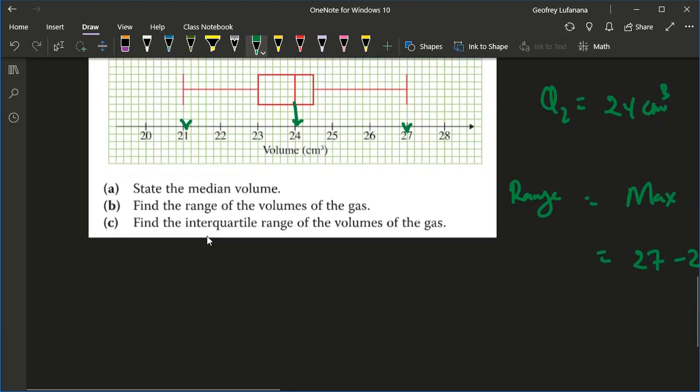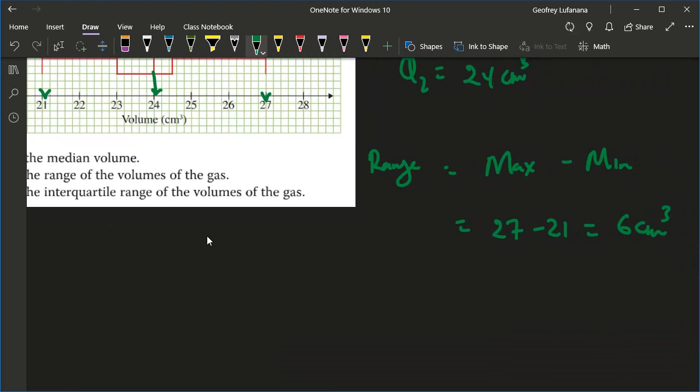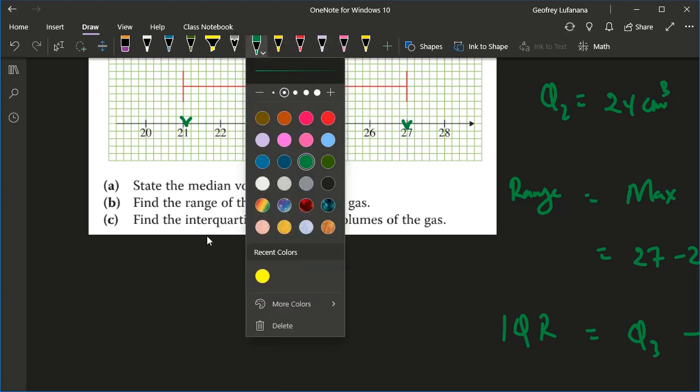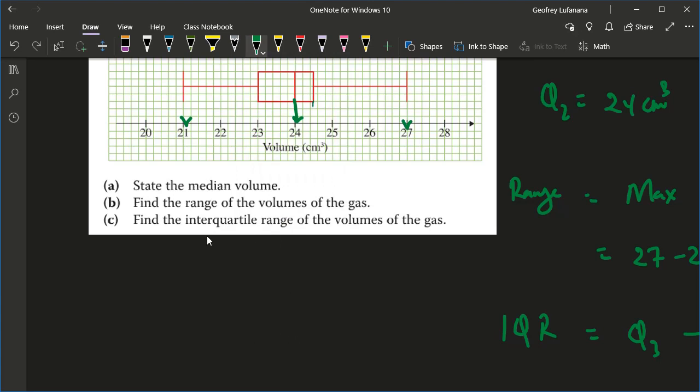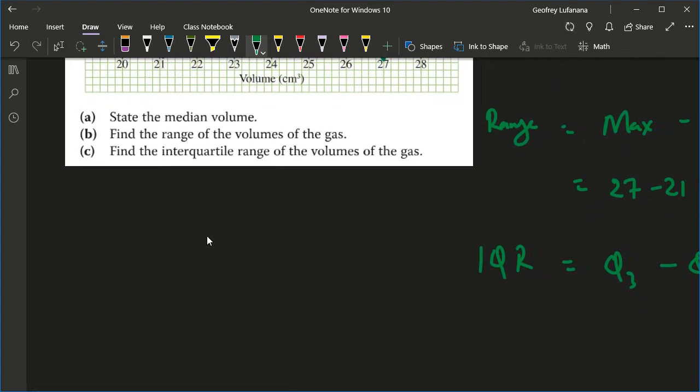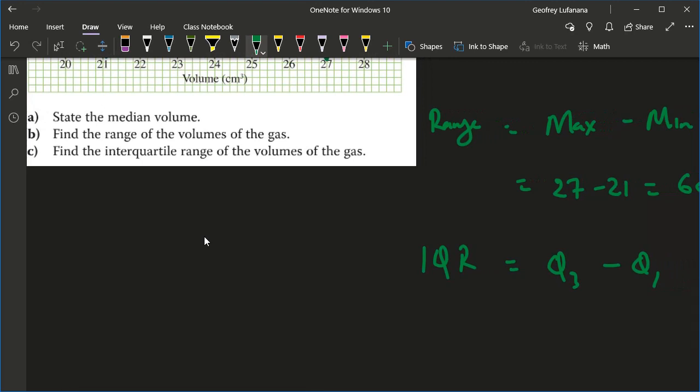And lastly, the interquartile range, which can be abbreviated as IQR, is Q3 minus Q1. Our Q3 is usually around here. Let me reduce the size. Our Q3 is that one, so it's about reading. Now because it's in between, it will be an estimate, and that is going to be at 24.5.